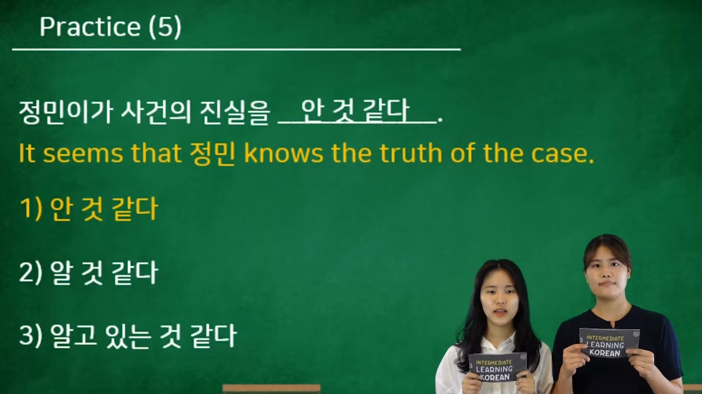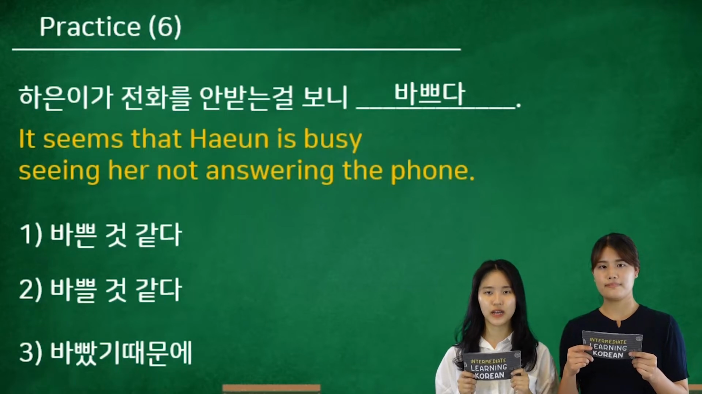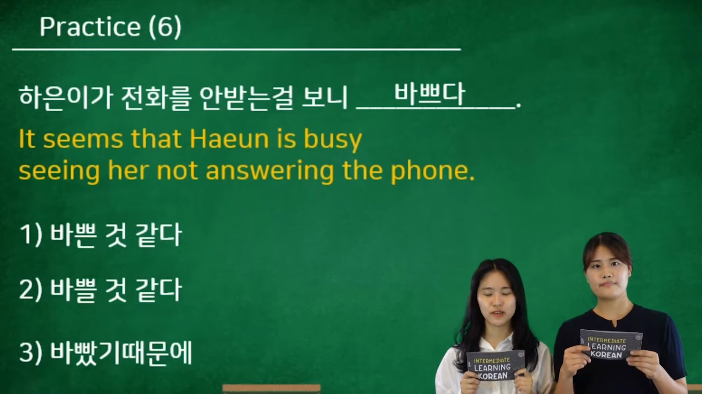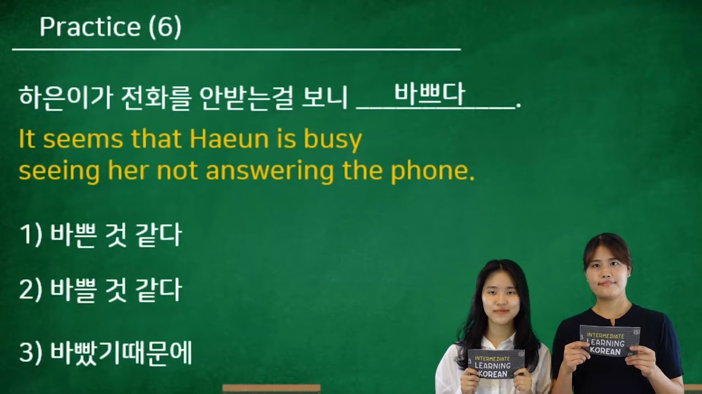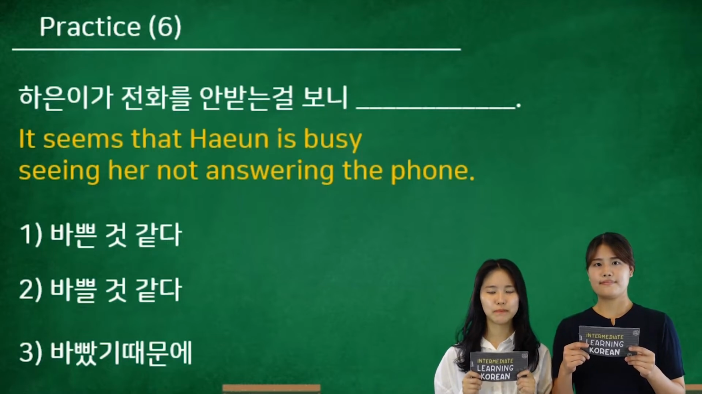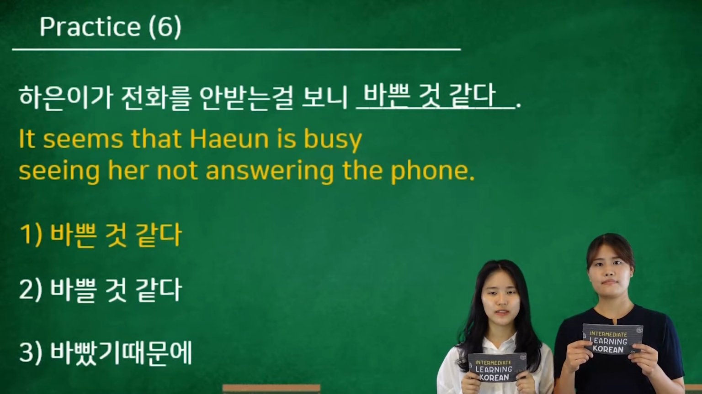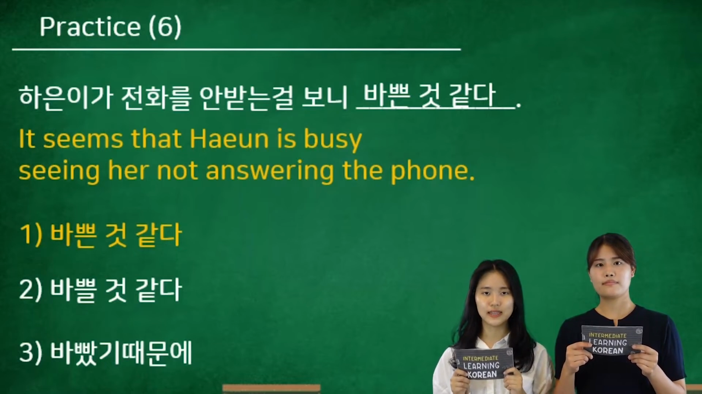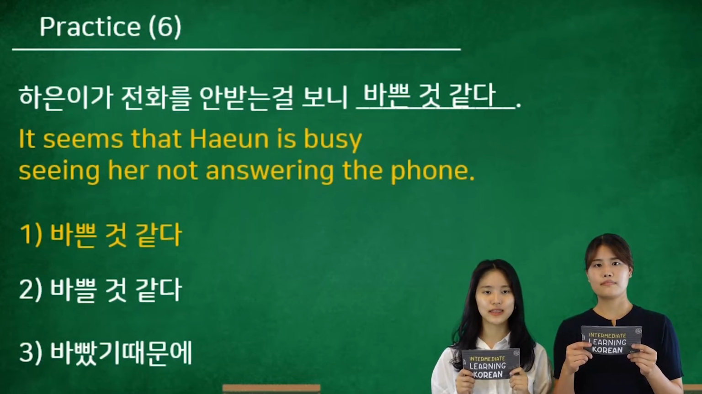Yes, next one. 하은이가 전화를 안 받는 걸 보니 바쁘다. How can you change 바쁘다? I'll give you 5 seconds. Yes, the answer is 바쁜 것 같다. If you remove 다 from the adjective 바쁘다, there is no final consonant. So we can use 니은 것 같다. Then it becomes 바쁜 것 같다.